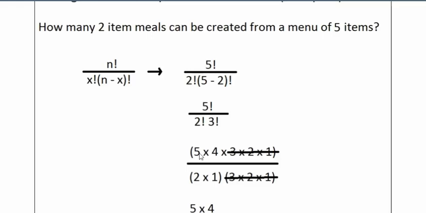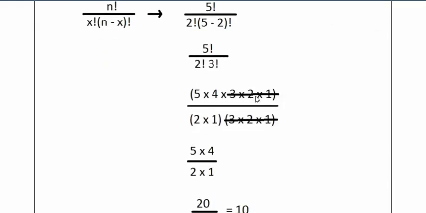So on the top we have 5 times 4 times 3 times 2 times 1. On the bottom, the 2 with the exclamation point will be 2 times 1, and the 3 with the exclamation point is 3 times 2 times 1. We can cancel out these numbers because they're the same on the top and the bottom, and that leaves us with this. But if you cancel out some of these numbers, you have to remember that you can only cancel them once.